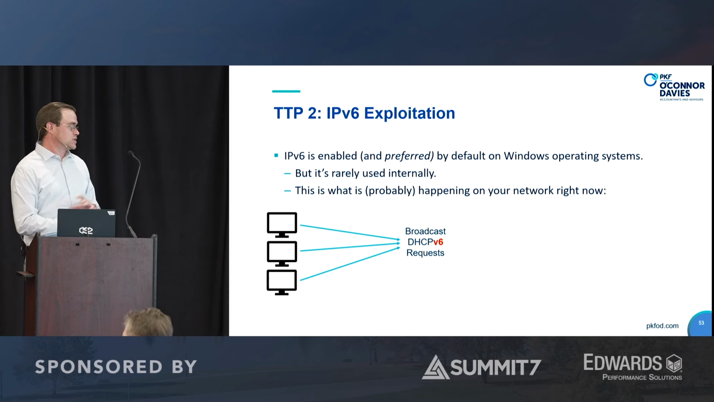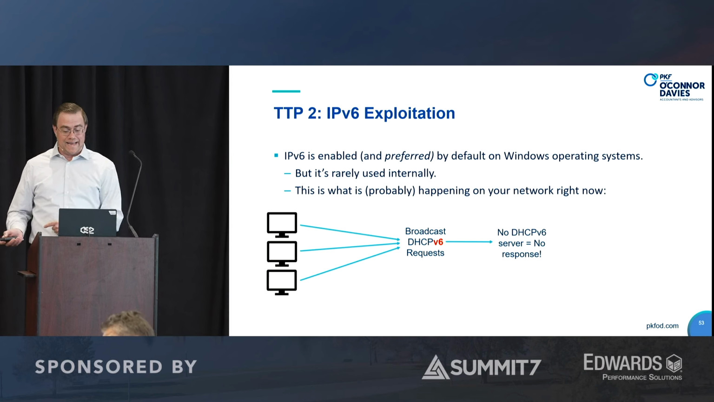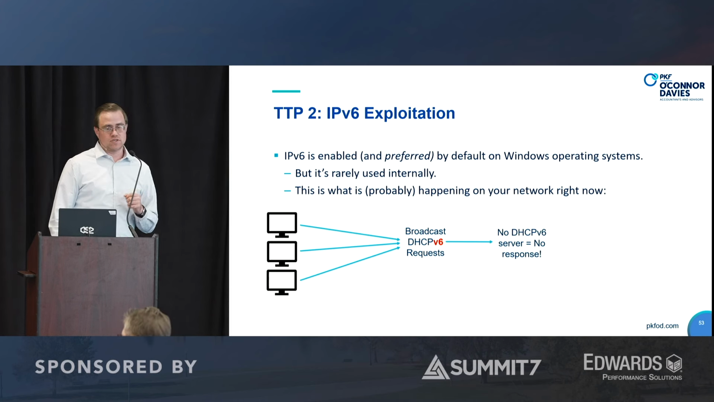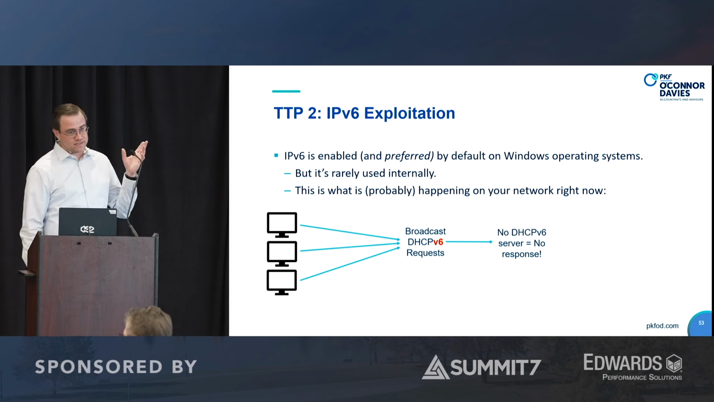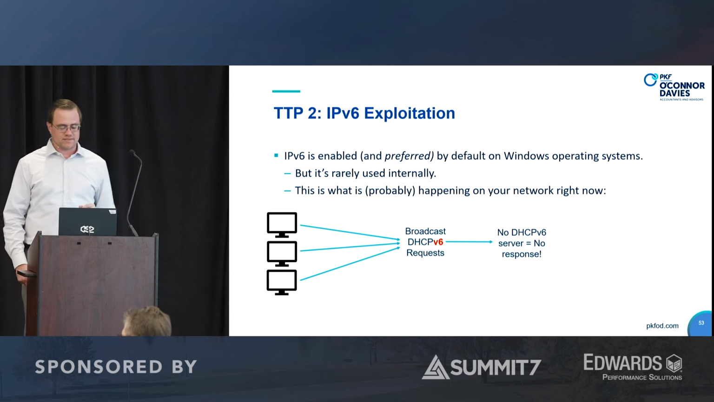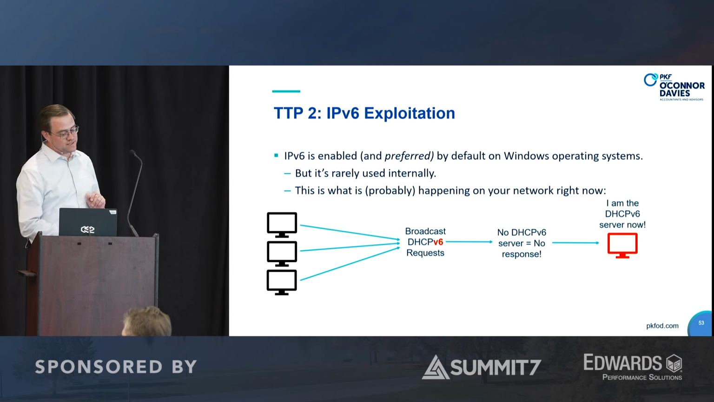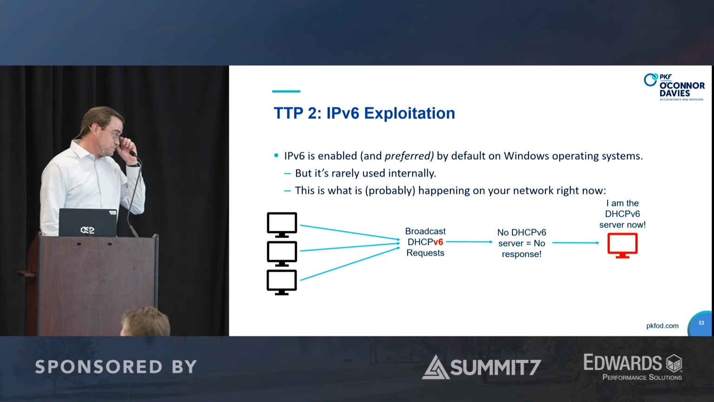Those requests go unanswered. But I'm on your network, so I can be the DHCP server. So what I'm going to do is listen for those requests, because they're broadcast. That means they go to most machines on the network, or any machines in the broadcast domain. I can hear those requests, and I respond to them. And I assign your system an IPv6 address.